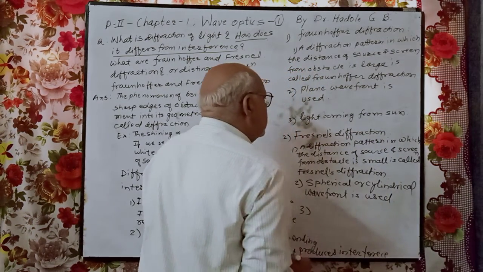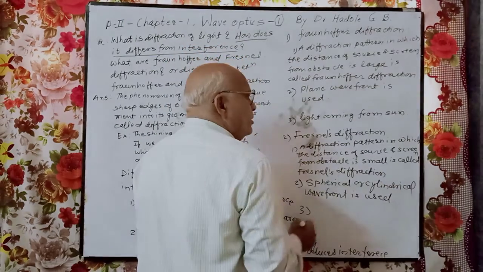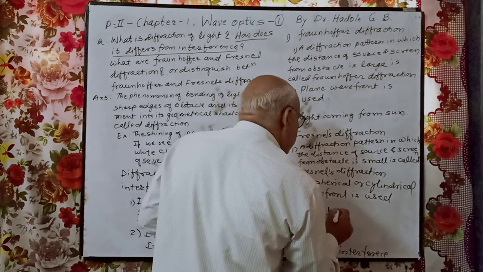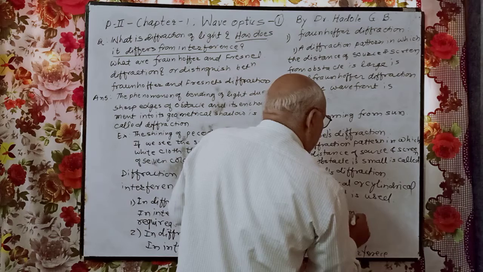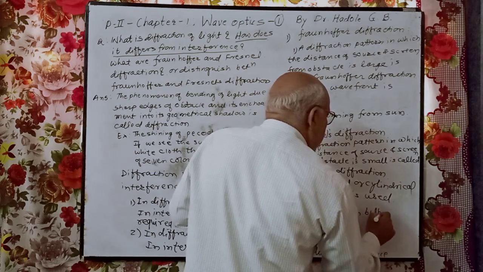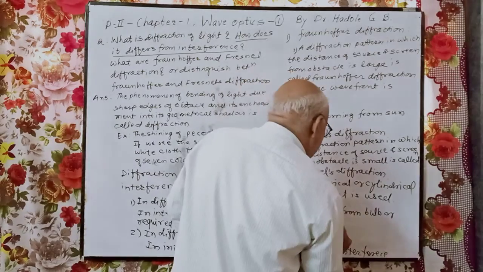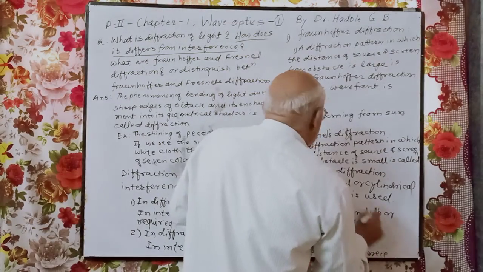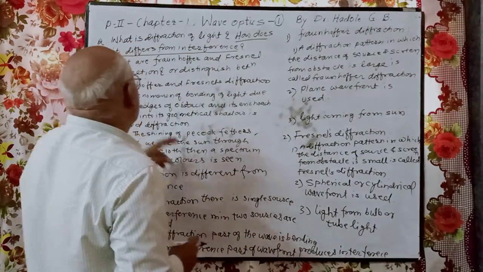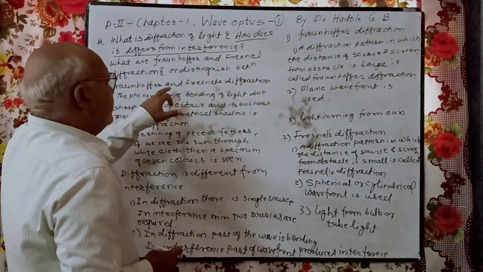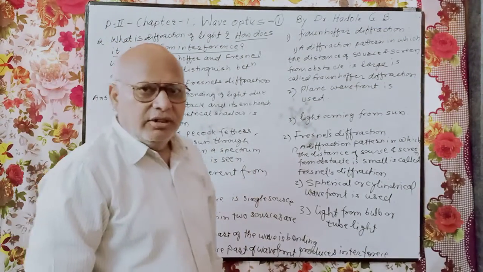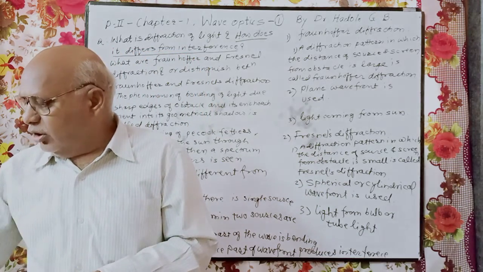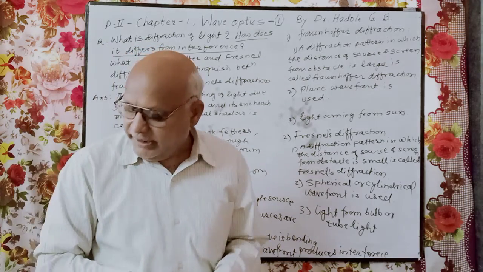And the third point, what is that? Here the light coming from the sun, light from a bulb or tube light. So by using these points, you can distinguish between Fraunhofer diffraction and Fresnel's diffraction. This is all about the Fraunhofer diffraction and Fresnel's diffraction.